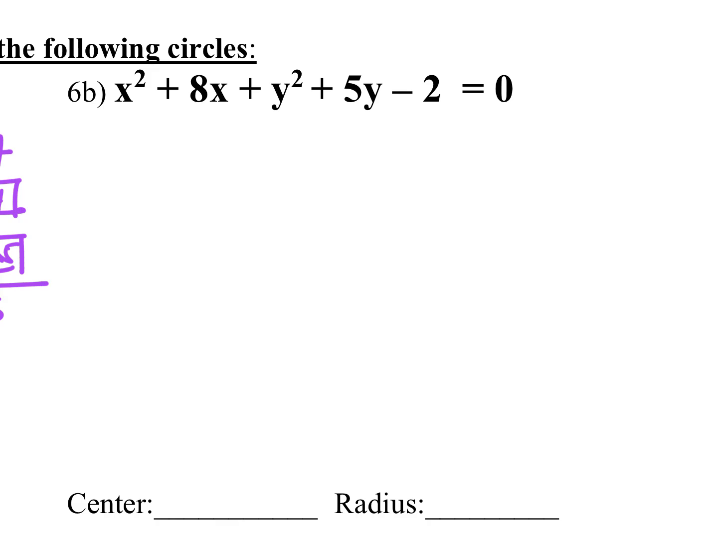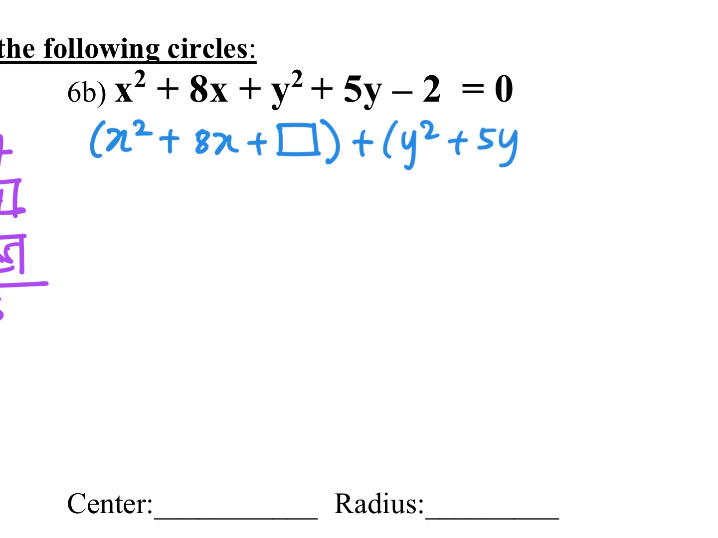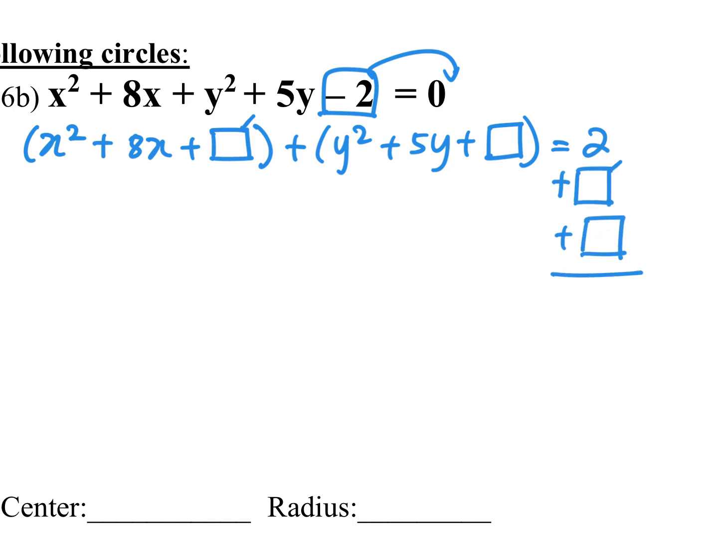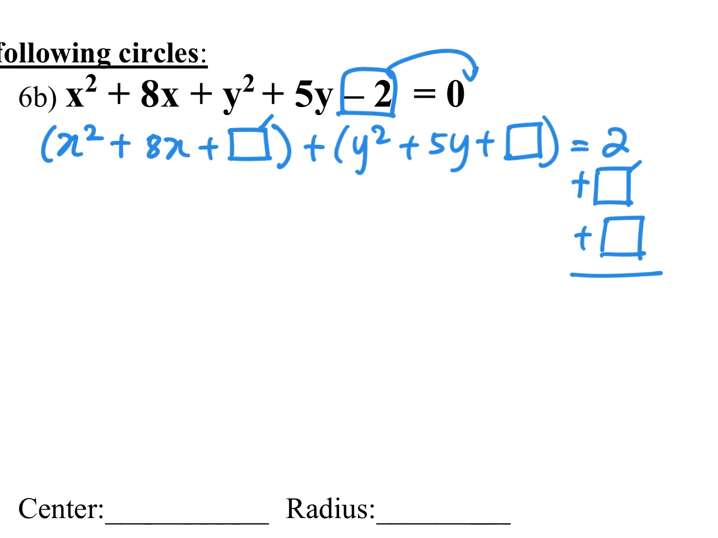Okay, so I'm going to say x squared plus 8x, and then I'm going to add 1 box to complete the square, plus y squared plus 5y, then plus 1 more box. What I will do in here is transfer it to the other side, so that's going to give you positive 2. Then I'm going to add 1 more box for this box, and 1 more box for this box, and I'm going to take the total.